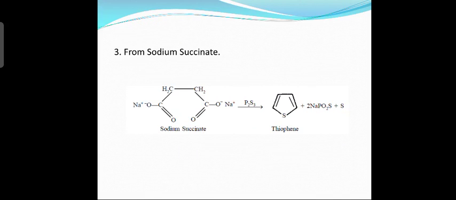This is another method of synthesis of thiophene. From sodium succinate. From sodium succinate also you can get thiophene. How is it obtained? Sodium succinate is this compound, the sodium salt of succinic acid, COONa, CH2CH2, COONa. This reacts with P2S3, phosphorus trisulfide, to give thiophene. This is the product formed.